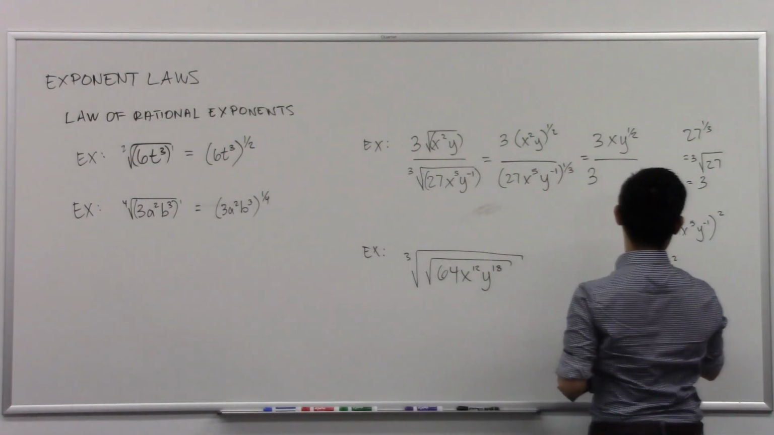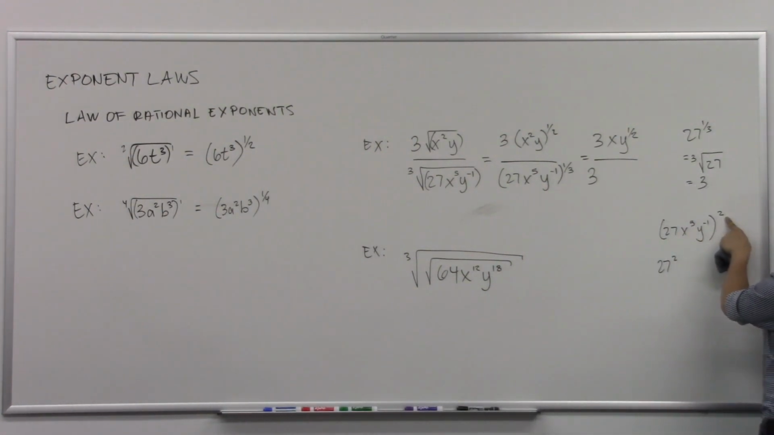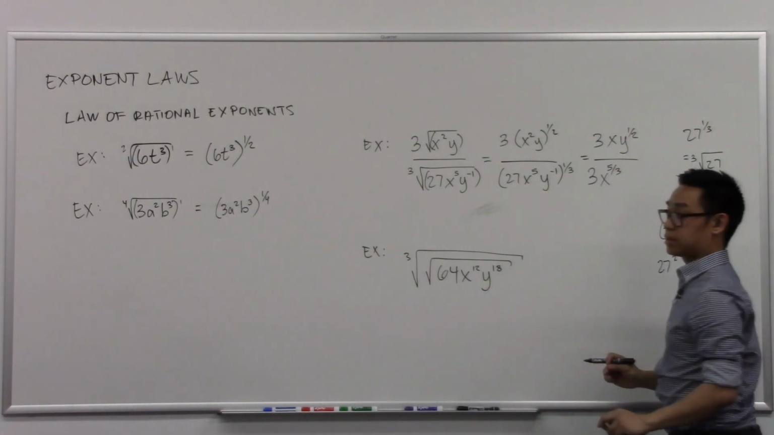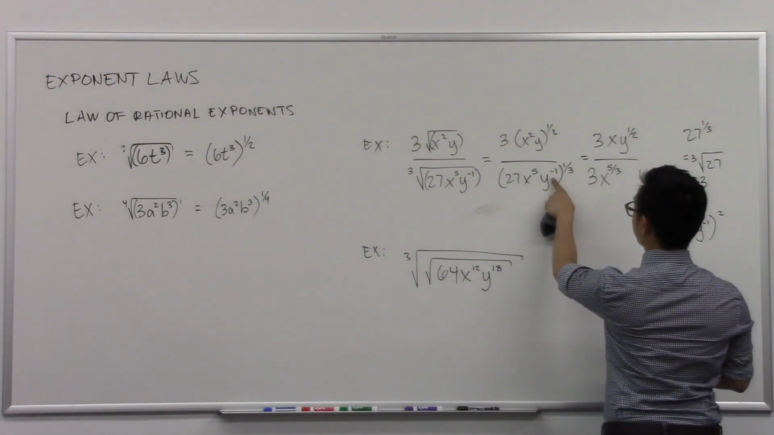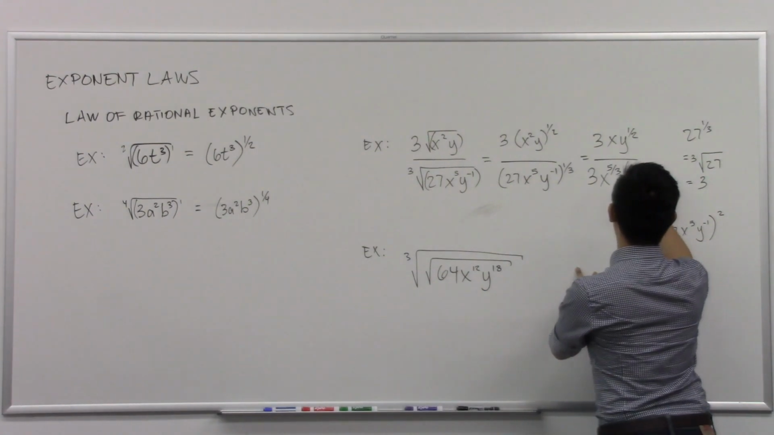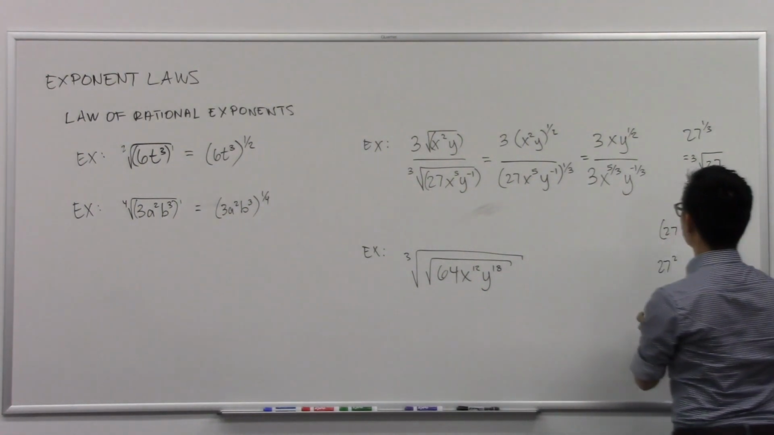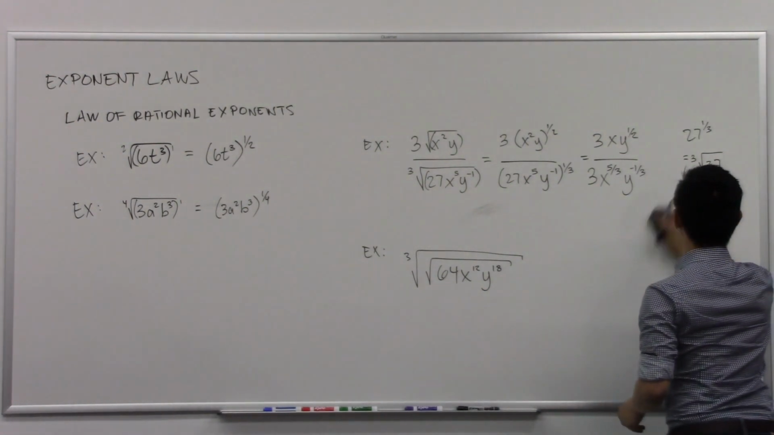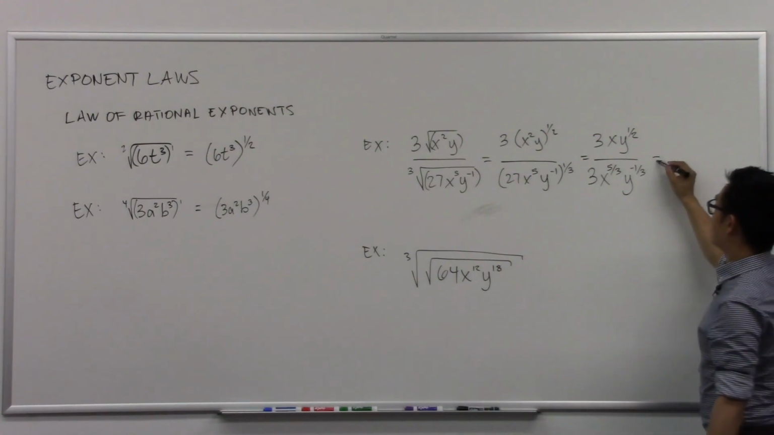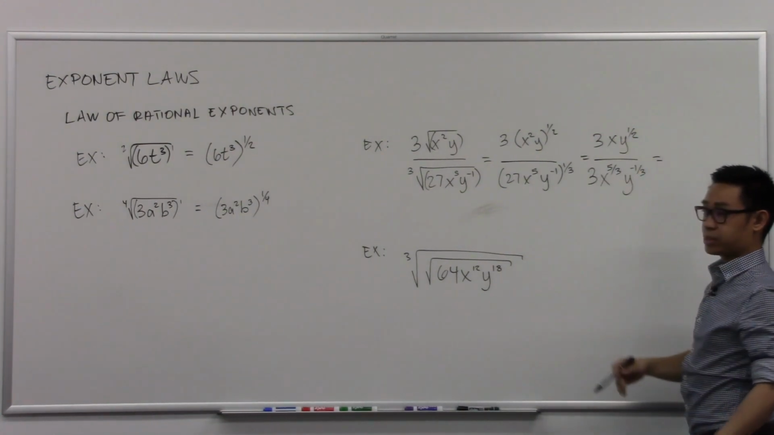5 times 1/3, just like you would have done 5 times 2. That would have made 10. Well, that's going to make x to the 5/3. Then you have y to the negative 1 to the 1/3. You multiply the exponents, you get y to the negative 1/3. Then use law of division. 3/3 reduces. It's gone.